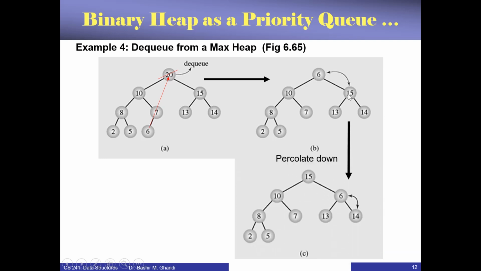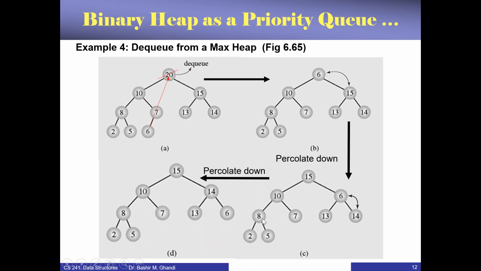So this is what we have after step number 1. Again, you ask, is 6 smaller than the two children? Yes, it is. So the larger of them should be used to swap with it. So 14 will go up, and 6 will come down. And now that it has become a leaf, the process will stop. Okay, so this is how to dequeue using max heap.